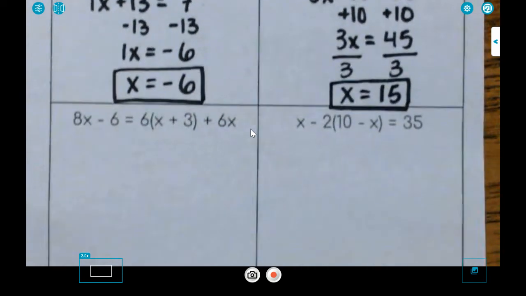Okay, the last two equations we have on here, and then I think, is there 6 or 8 on the back? There's just 6 on the back.